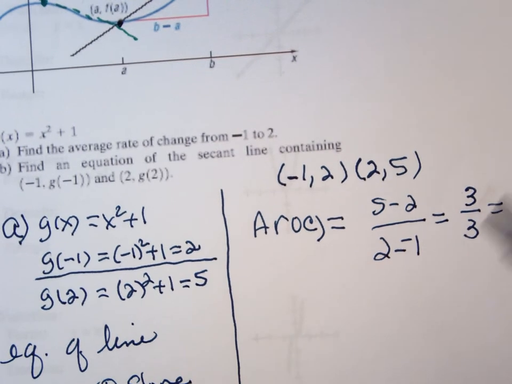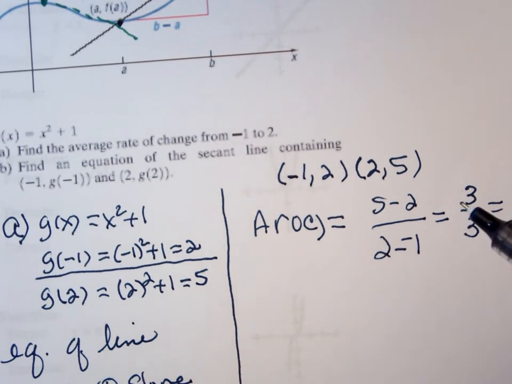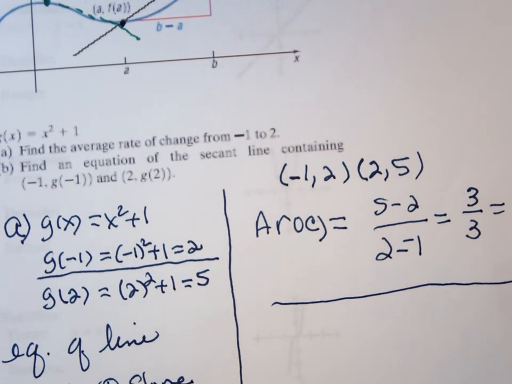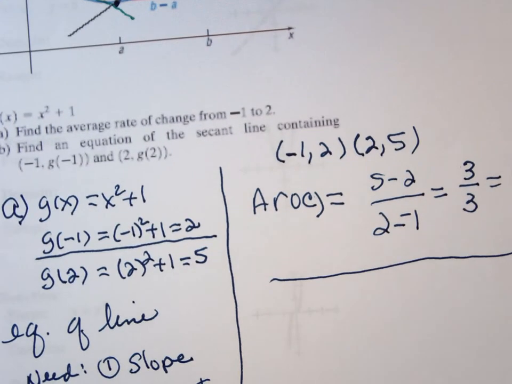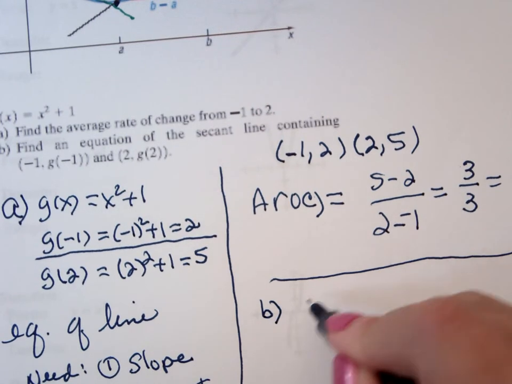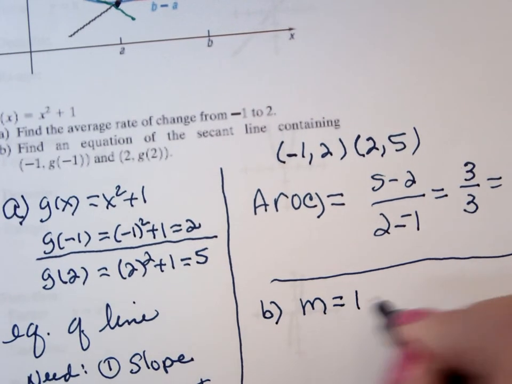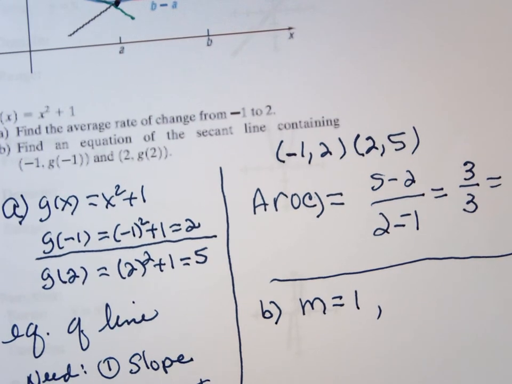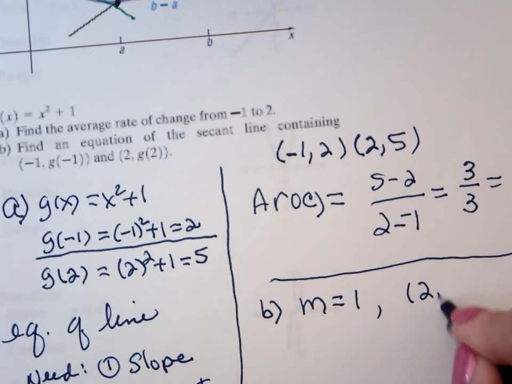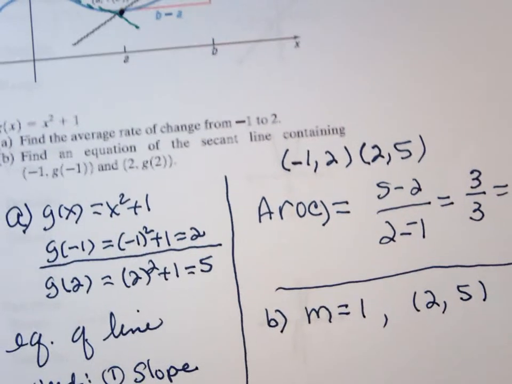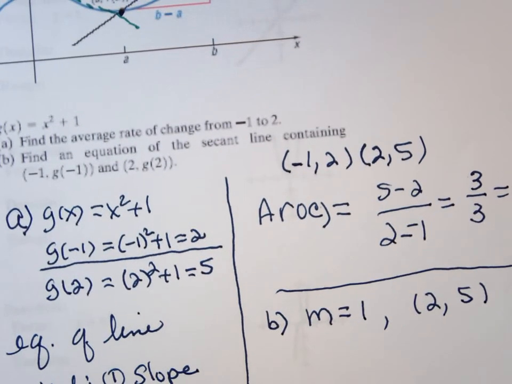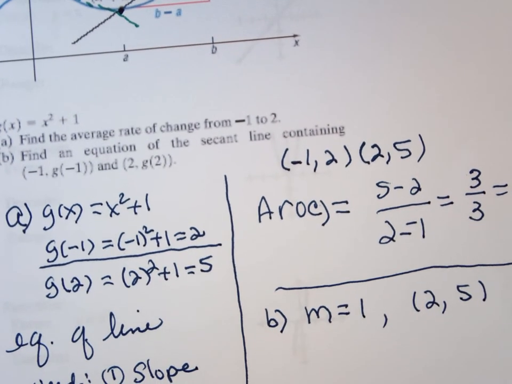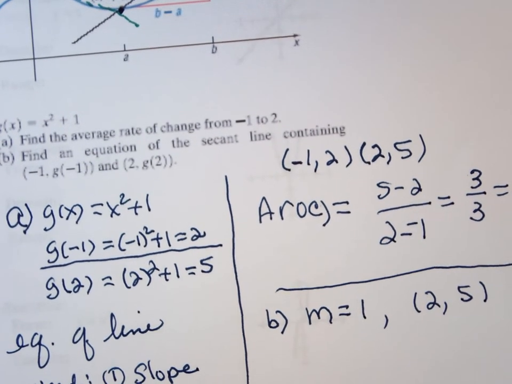And now they want me to find the equation of the line. So I have the AROC, which is 1. That happens to be the slope. So part B, I need the slope, which is 1. I need a point. Doesn't matter which point I choose. Now I'm going to choose 2, 5. Why would I choose 2, 5 over -1, 2? I don't have to deal with negatives, yeah. Because what are the chances I'll make a mistake if I use a negative? Pretty good. However, I usually don't give you a choice.